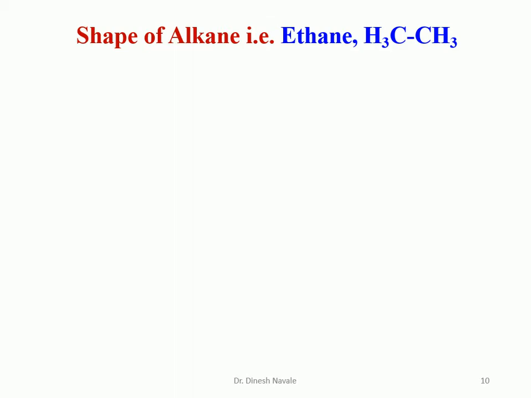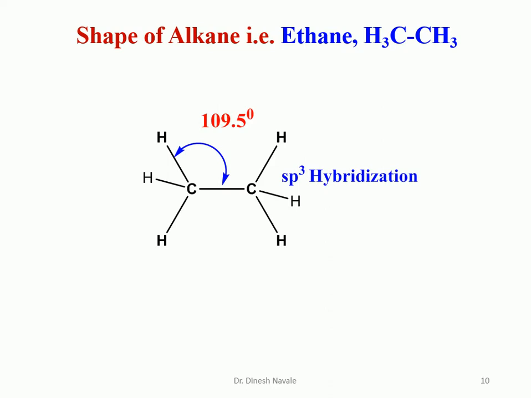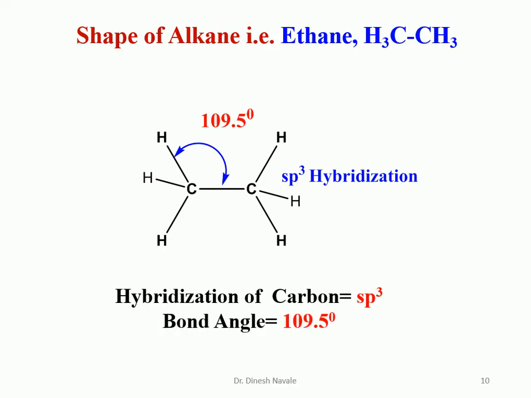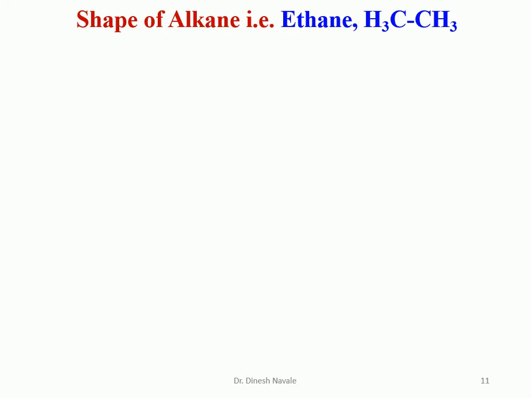For the shape of alkane molecules, another example is the ethane molecule. In ethane, both carbon atoms show sp3 hybridization, so the geometry is tetrahedral and the bond angle is again 109.5 degrees. So the hybridization of carbon in ethane is sp3, the bond angle is 109.5 degrees, and the geometry is tetrahedral.